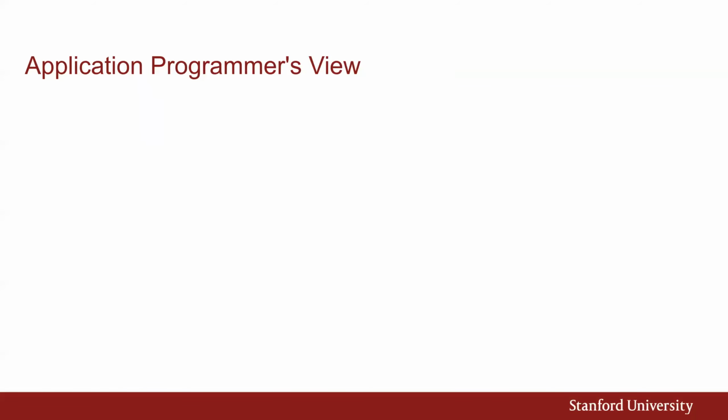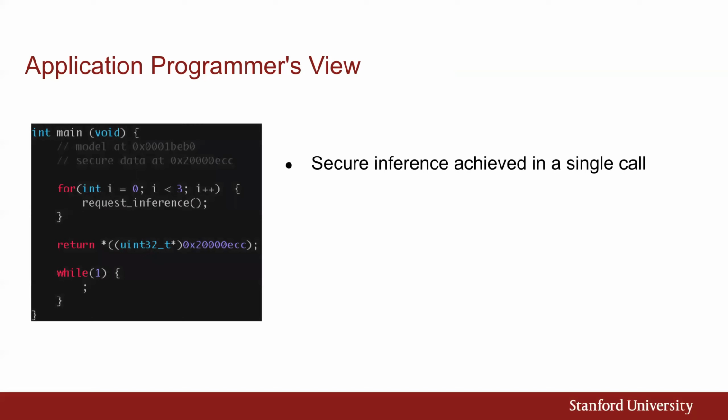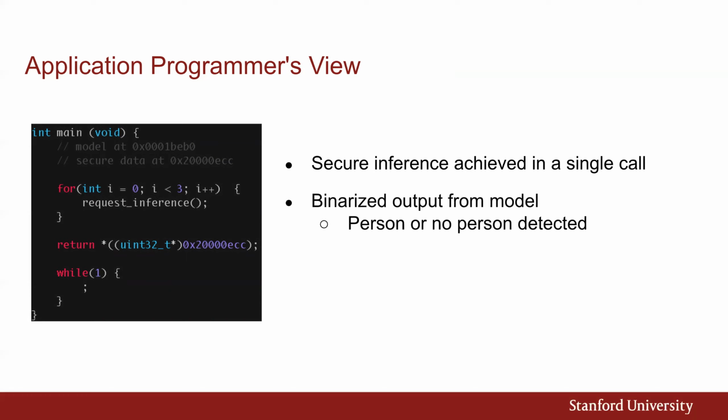And although setting up TrustZone is non-trivial, we abstract this away from the application programmer. Secure inference can be triggered with a single API call, as you can see here, resulting in a binarized output from the model, as well as ensuring that any attempt to load from the secure buffer will result in a fault.